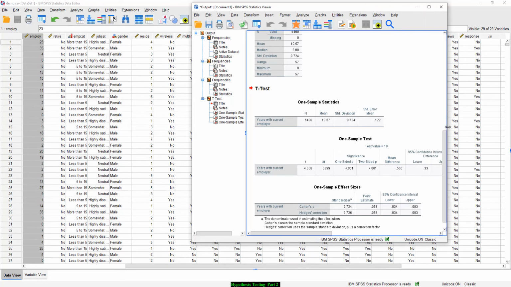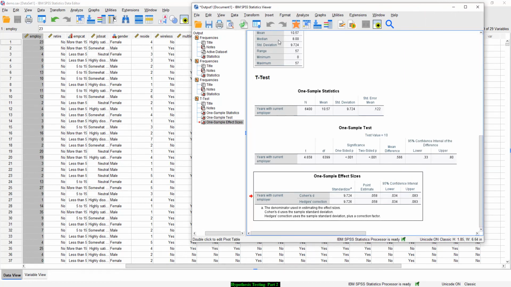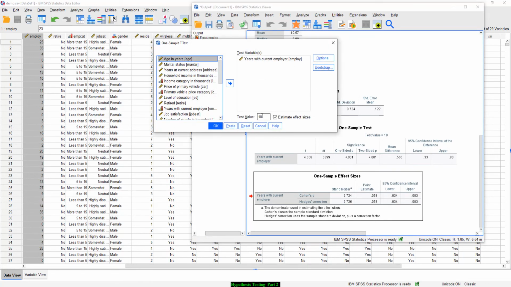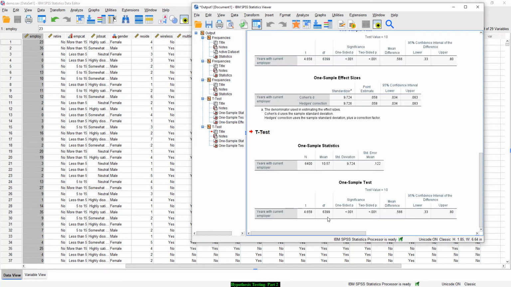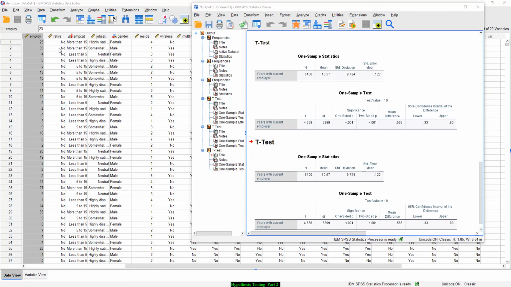In newer SPSS, it gives something extra. In the one-sample t-test there is an Estimate effect sizes option. This is a good option for those who want to report effect size in a journal. If you don't want it, just untick it and click OK. It will give you two tables. Okay, later I'll see how to make it bigger.